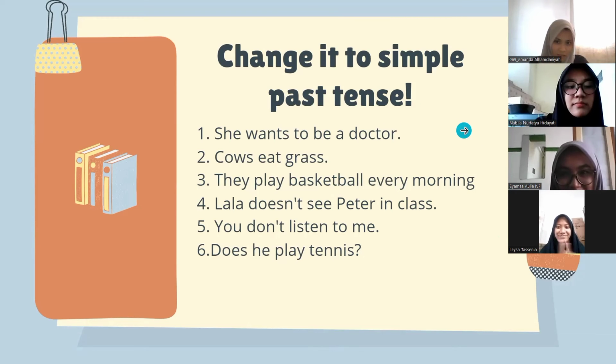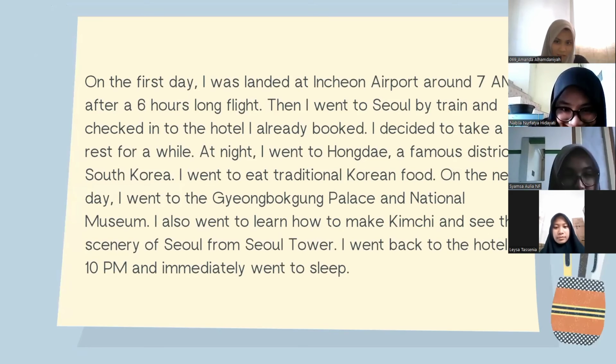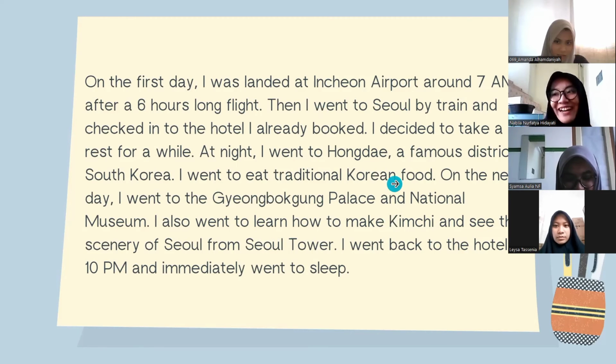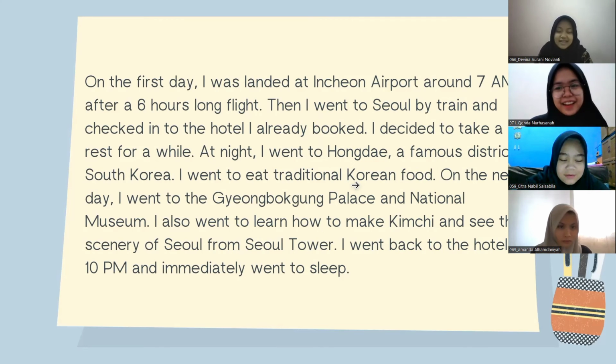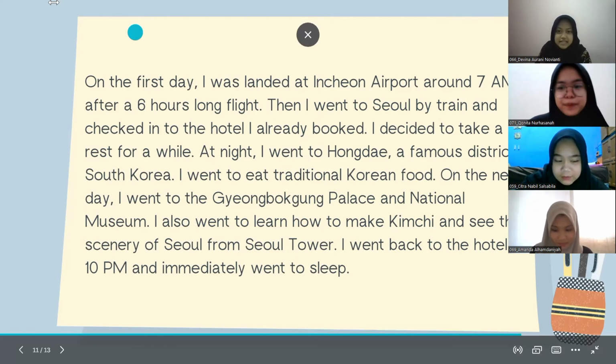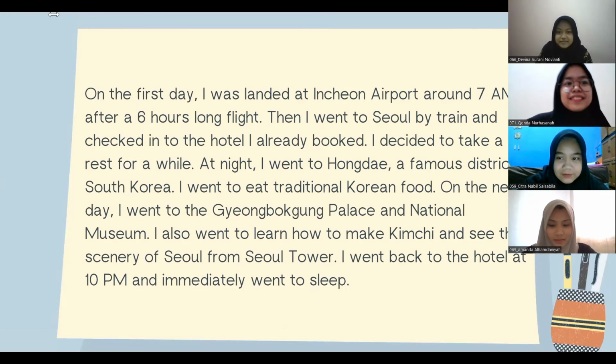And then I have a game. So, in this game, who can find all the regular and irregular verbs, I will give a prize at the end of the lesson. Who wanna try? All right, Devina. Okay. The irregular verb is went, the regular verbs are landed, checked, booked, and decided. That's correct. Give applause to Devina.